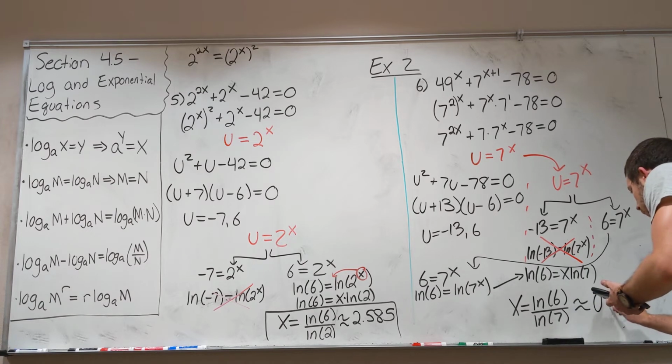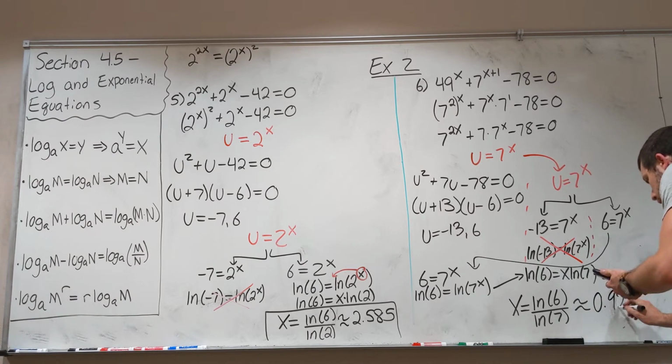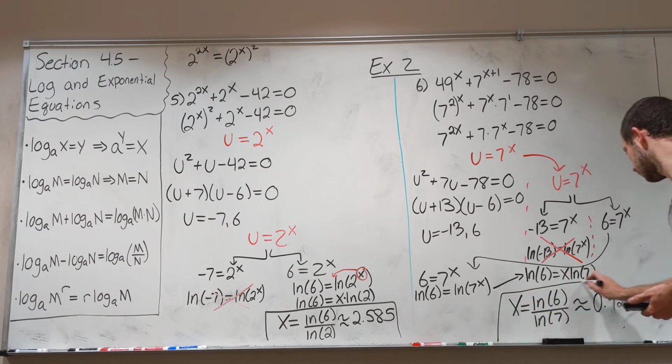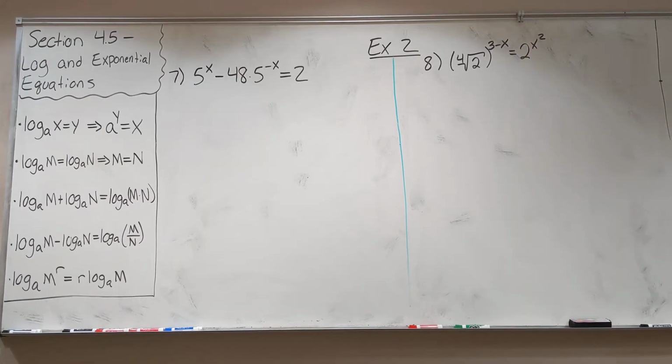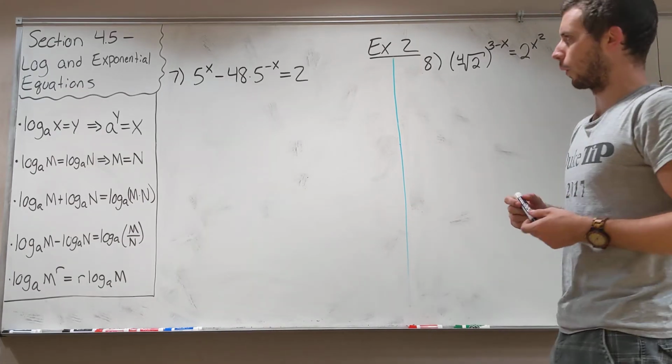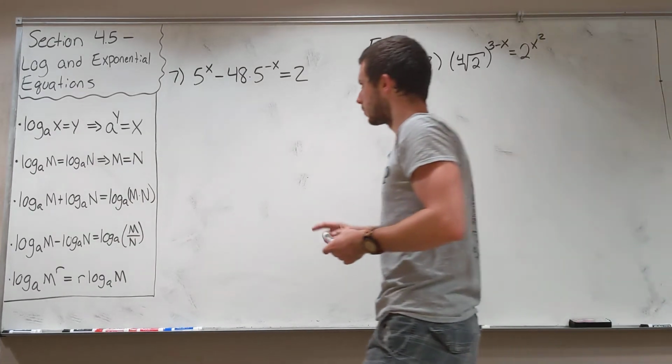And I get 0.921 from rounding to 3 decimal places. And that would conclude problem 6. To conclude example 2, we'll go ahead and do problems 7 and 8.